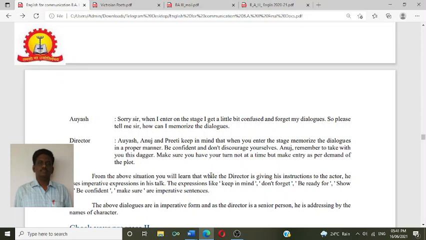So this is what you can see, a small conversation between a group of students and the director. The director is directing these students to enact a Shakespearean play, Merchant of Venice. In Merchant of Venice, there are three major characters: Antonio, Shylock, and Portia. So these three, Anju, Ayush and Preeti, were playing the roles of the characters. And this director is giving them instructions on how to perform on the stage.